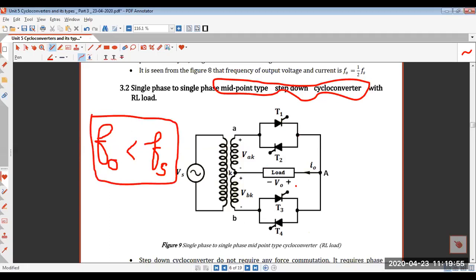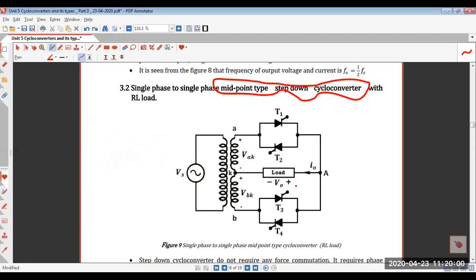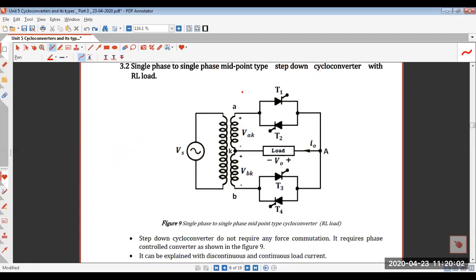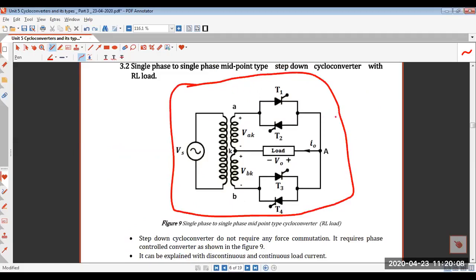So let us see what happens in case of RL load. The circuit diagram which you can see on your screen is the midpoint type step-down cycloconverter with RL load. Here you can see there are 4 SCRs used, and the center tap of the transformer is connected with the load, and the positive directions of load current and load voltage are given here.